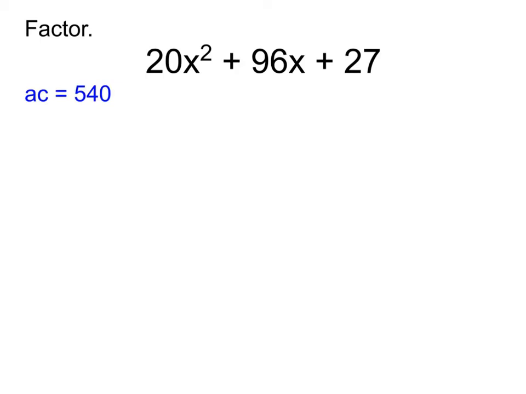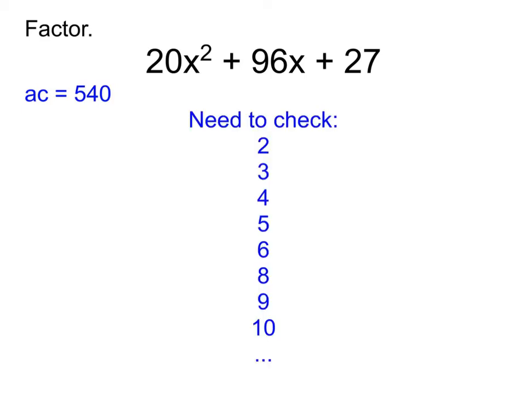All right, so the first thing we do is multiply a times c on this one, and we get 540. Now that we have our 540, we know that that's what we're multiplying to, and we're adding to 96. Now let's think about which numbers do we actually need to check here. So should I actually bother checking 2 in this case?